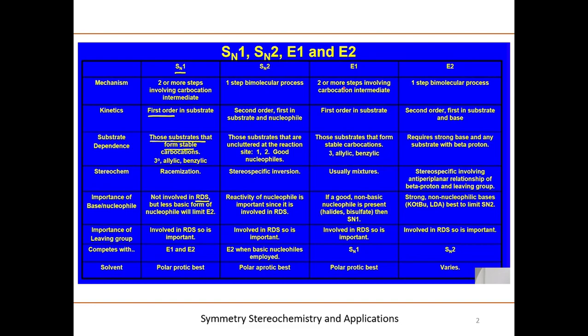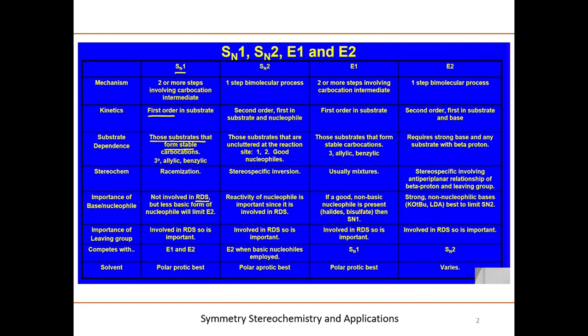The E1 elimination mechanism is based on two or more steps involving a carbocation intermediate, same as the SN1 mechanism. In SN1 also we have two or more steps involving a carbocation intermediate, same as in E1. Now E1 and SN1 mostly have a similarity. As you can see here, the kinetics is also first order in substrate, same as SN1, and the products formed are based on the stability of the carbocation, same as the SN1 reaction. In this case also we are mostly getting a mixture of two compounds. Now, if a good or non-basic nucleophile is present in the E1 mechanism, then SN1 will be favorable. So E1 always competes with SN1.